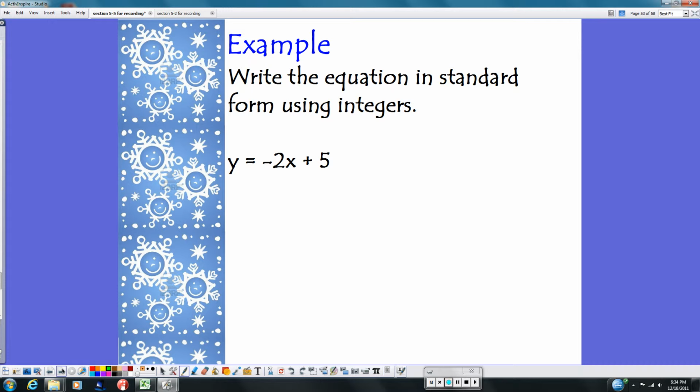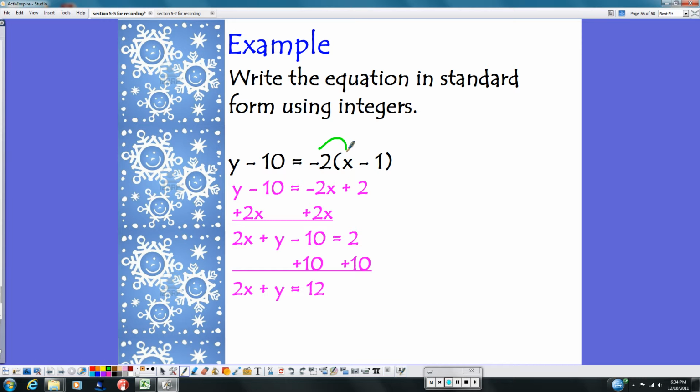Let's go from slope-intercept form to standard form. This time, all I have to do is add 2x to both sides, and I'm already at standard form. Let's take a look at this one. I've got to distribute, so my negative 2 gets distributed, so y minus 10 equals negative 2x plus 2. Add the 2x to both sides, so 2x plus y minus 10 equals 2. Add 10 to both sides, so 2x plus y equals 12.